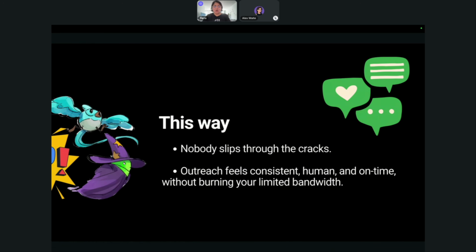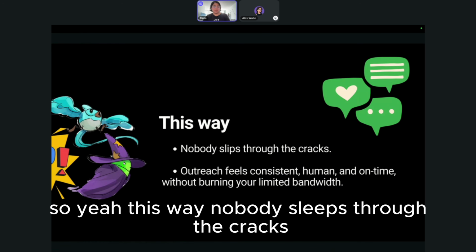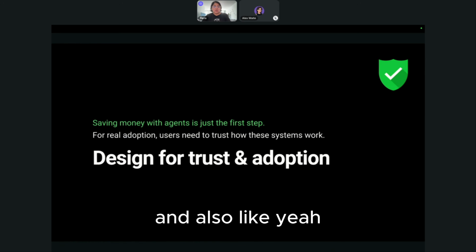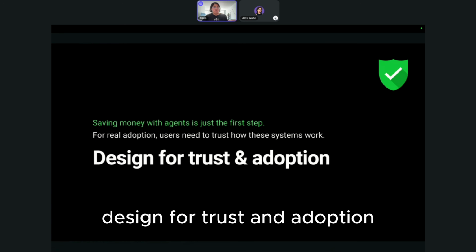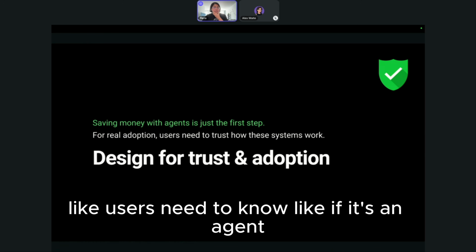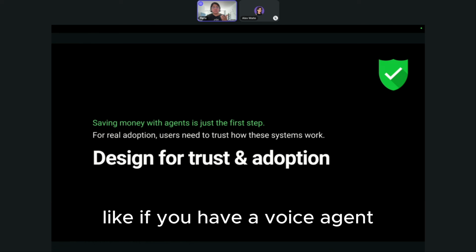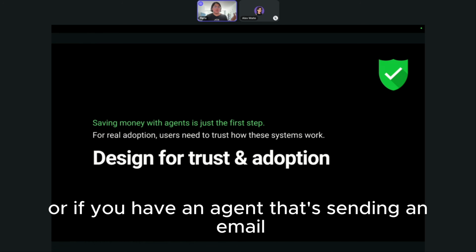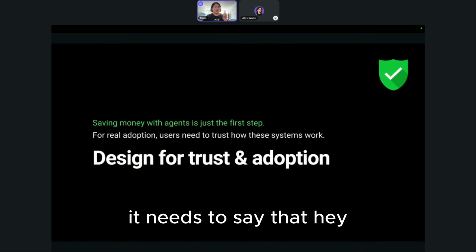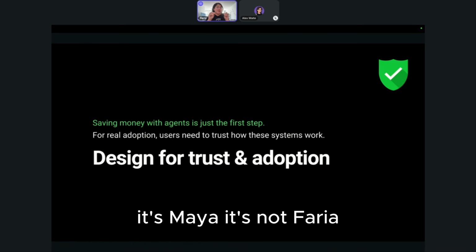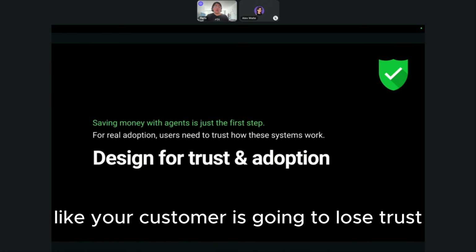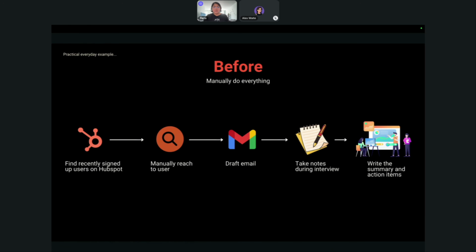So yeah, this way nobody slips through the cracks. And also, design for trust and adoption. Users need to know if it's an agent. If you have a voice agent or an agent that's sending an email, it needs to say, "Hey, it's Maya, it's not Faria." Otherwise, your customer is going to lose trust.